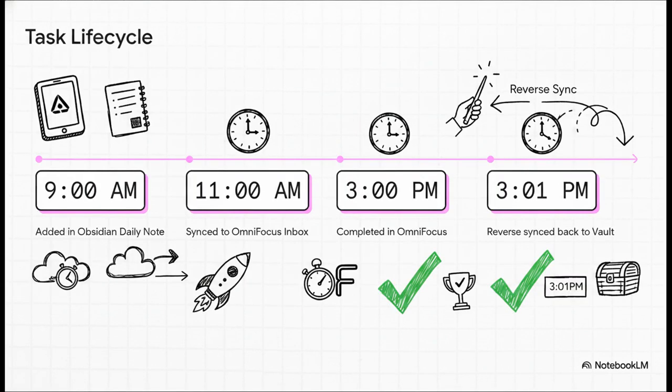Let's track the life cycle of one task through a typical day. At 9 a.m., you add a task in your Obsidian Daily Note. By 11 a.m., you run a sync, and it's sitting perfectly in your OmniFocus inbox. You do the work, and at 3 p.m., you check it off as completed in OmniFocus. At 3:01, you sync again, and the reverse sync magic happens. The system traces all the way back to your vault and drops a green checkmark emoji and a completion timestamp on the exact line where the task originated.